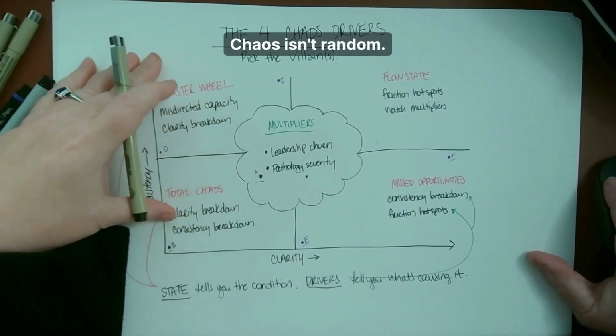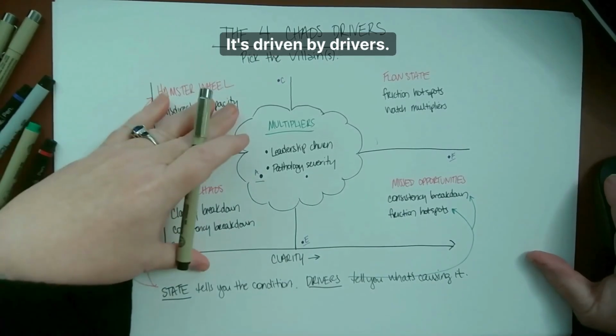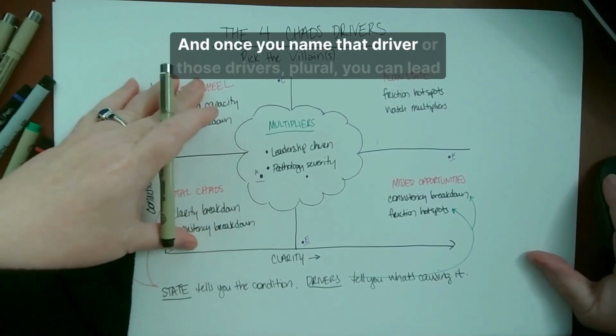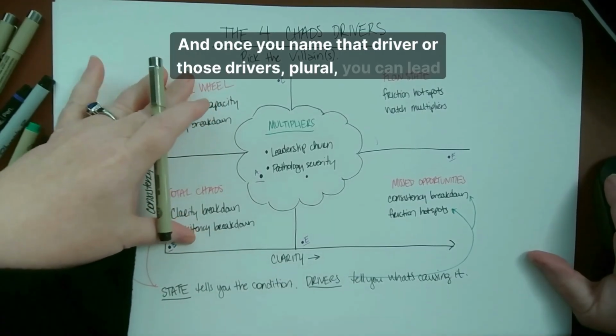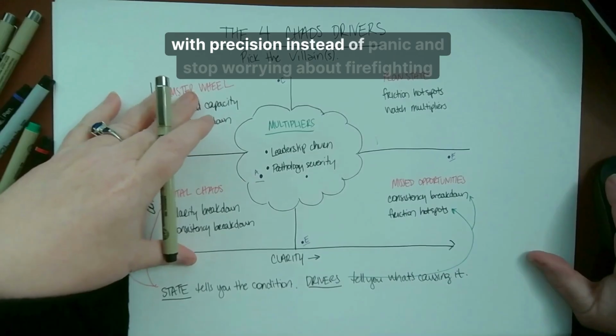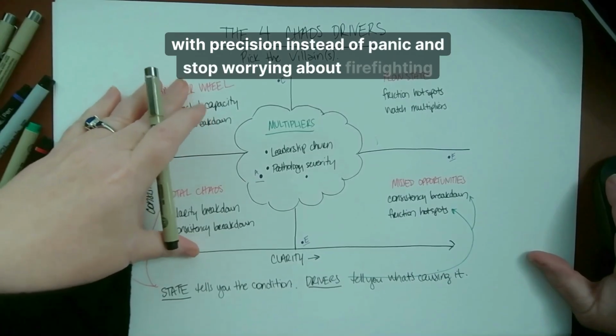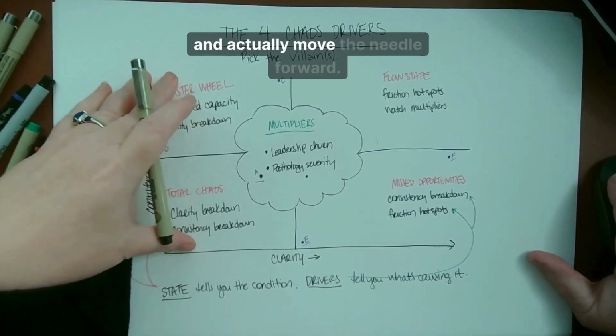Chaos isn't random. It's driven by drivers. And once you name that driver, or those drivers plural, you can lead with precision instead of panic and stop worrying about firefighting and actually move the needle forward.